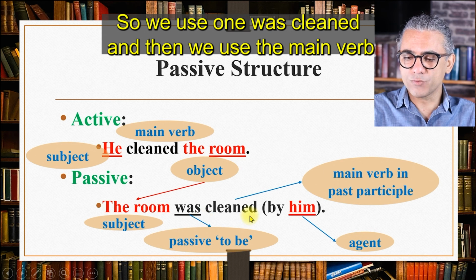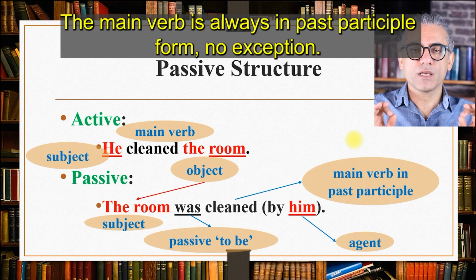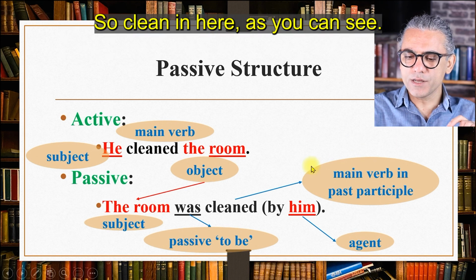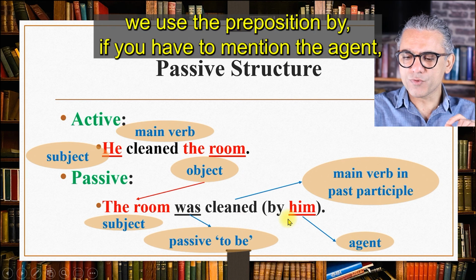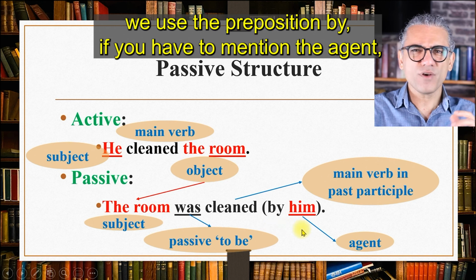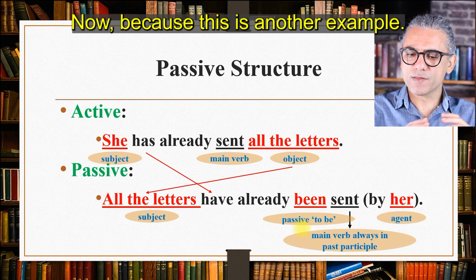Was cleaned, and then we use the main verb in past participle form. In every passive sentence, the main verb is always in past participle form, no exception. So, cleaned. And in here, as you can see, we say by him. If we want to mention the agent, we use the preposition by. You don't have to mention the agent all the time unless it is necessary. Now look at this slide.